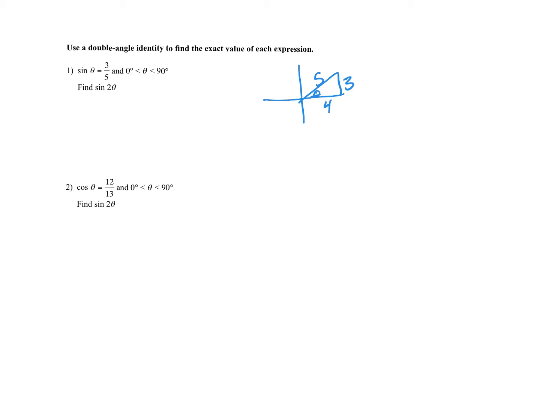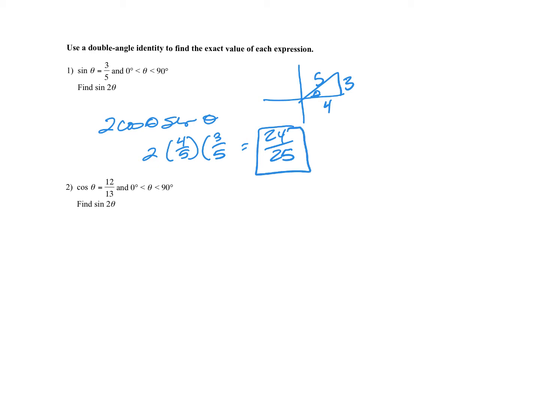When you find the third side, it's a 4 with a 3, 4, 5 triangle. And they want to find sine of 2 theta. And sine of 2 theta is 2 cosine of theta sine of theta. So that's 2 times the cosine of theta is 4/5, and the sine of theta is 3/5, so it's 24/25. Sine is positive when you double that, so it's still positive.